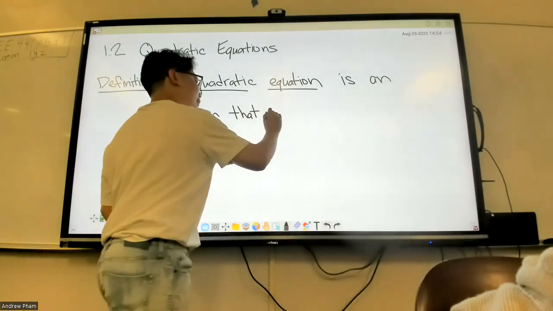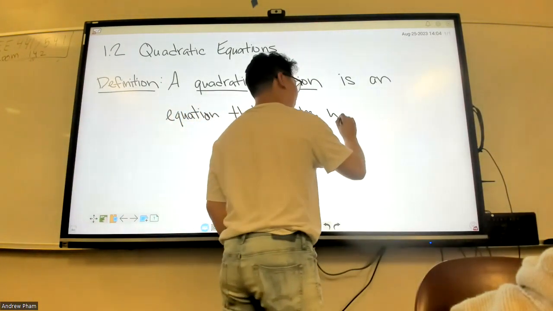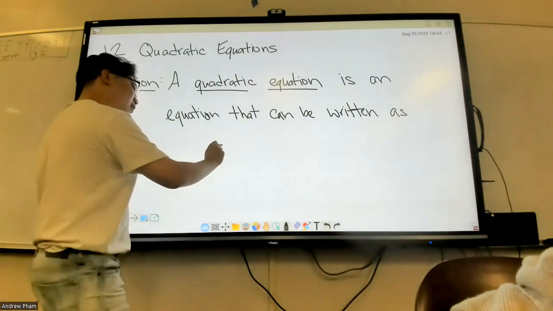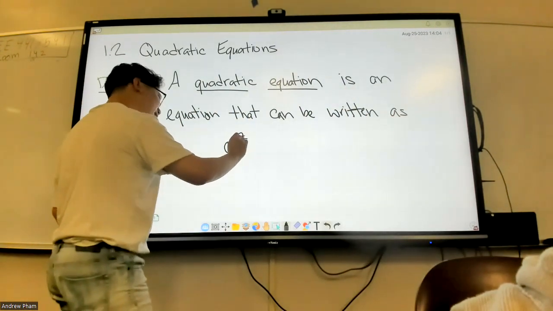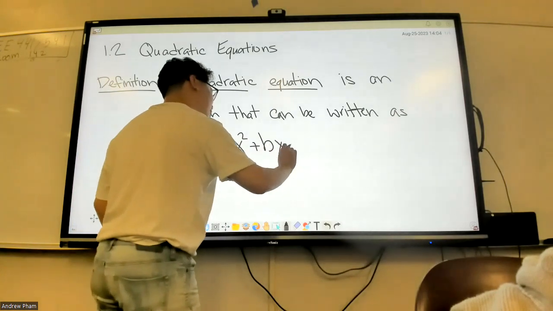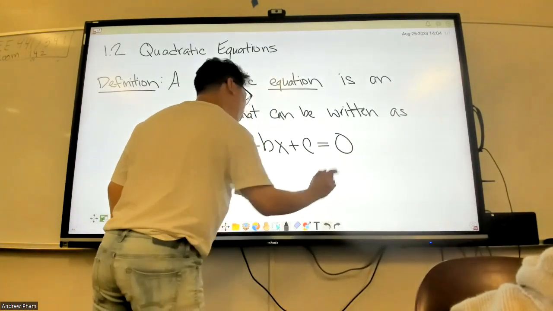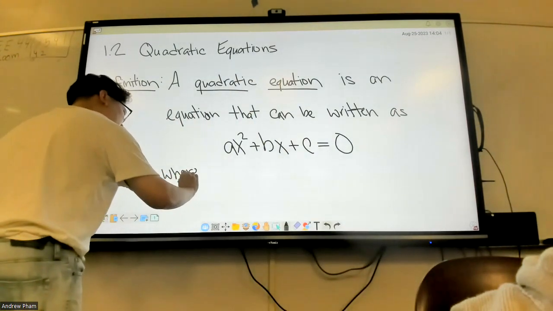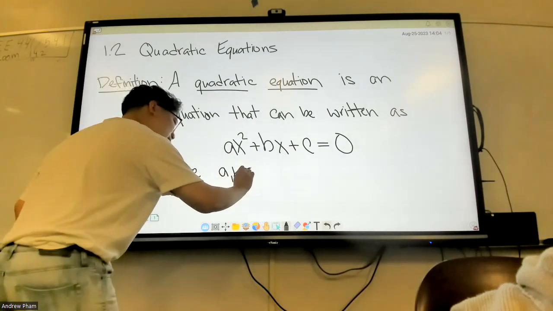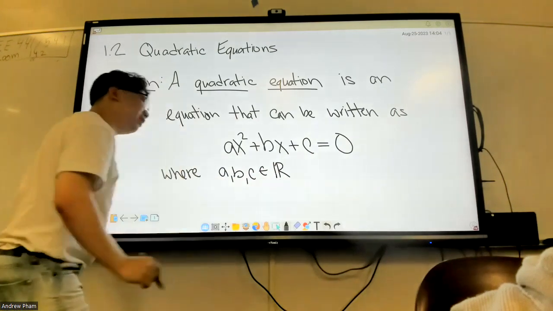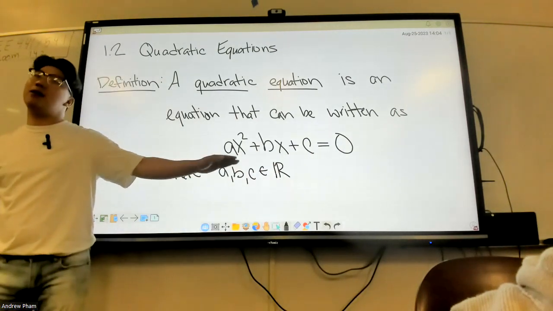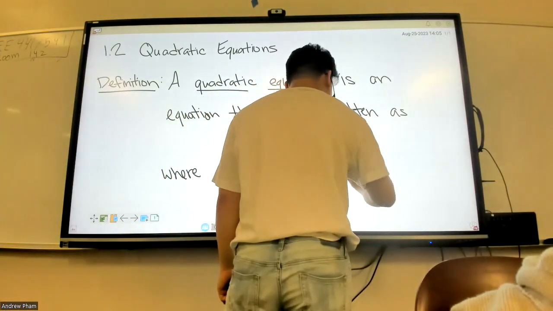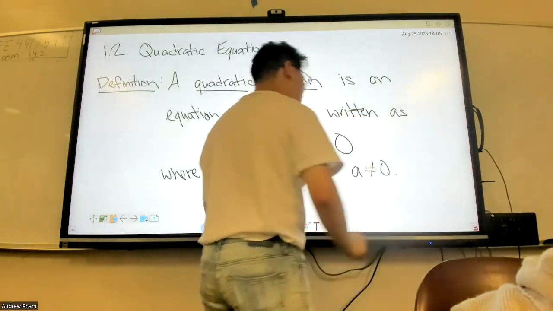That can be written as the form ax squared plus bx plus c is equal to 0, where a, b, c are real numbers. Remember that this fancy notation here just means a, b, and c are real. And we put the extra condition that a is not 0.